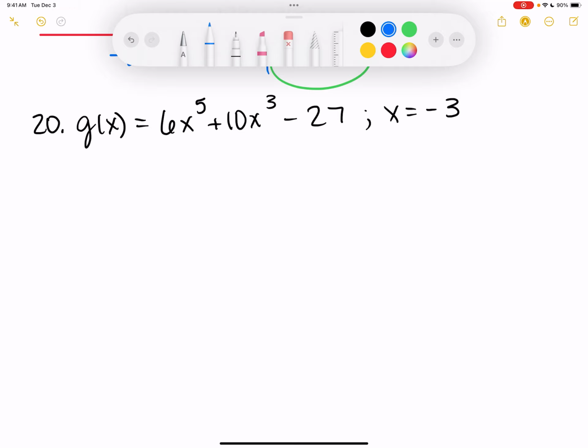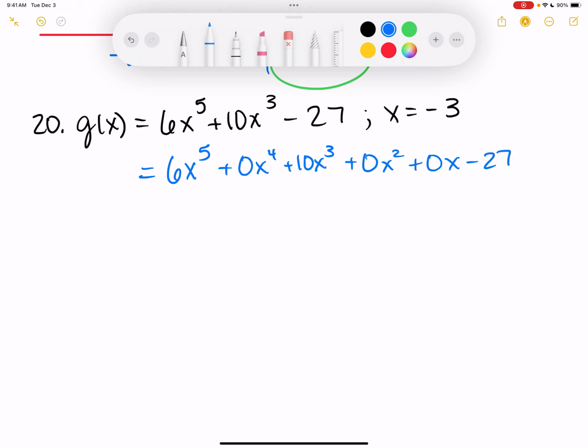But what do you notice about this one? It's missing a bunch of terms. What terms am I missing? X to the fourth, X squared, and X. Yep, I'm missing 3 terms. So I would probably just flat out rewrite this one with the zeros in there. So 6x to the 5th plus 0x to the 4th plus 10x cubed plus 0x squared plus 0x minus 27.